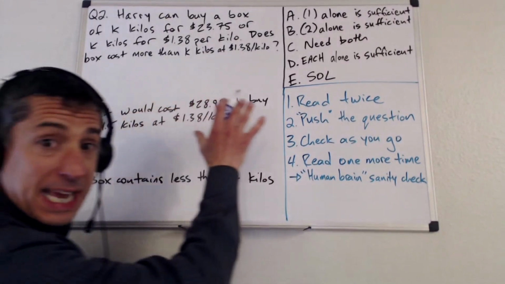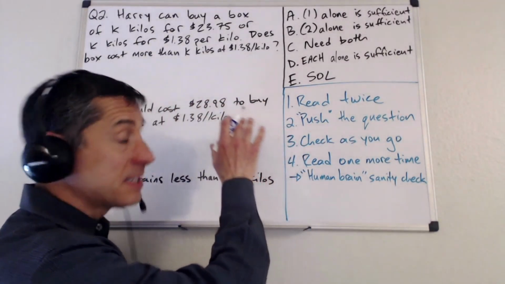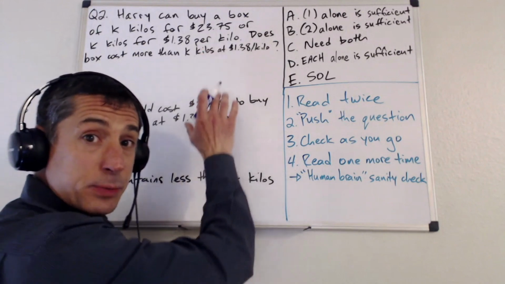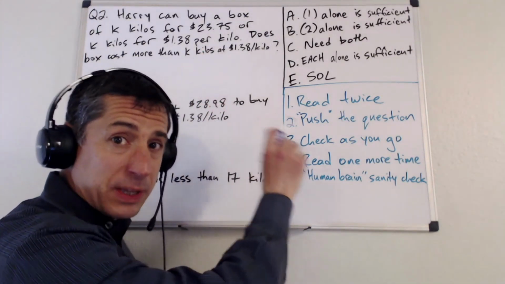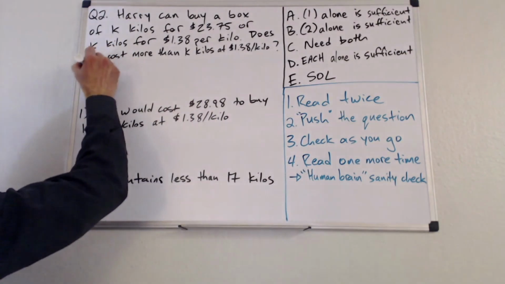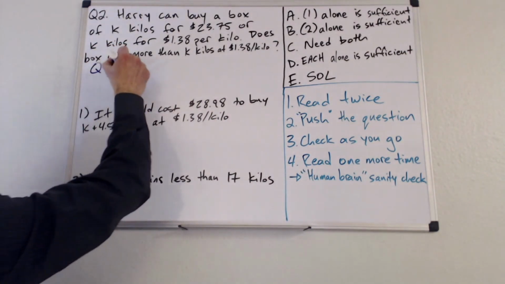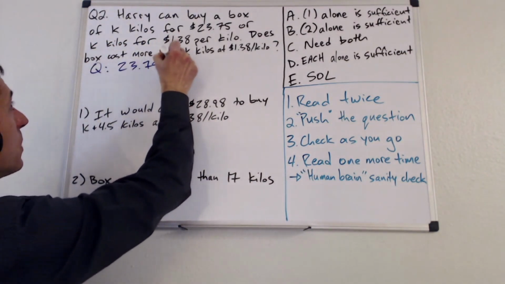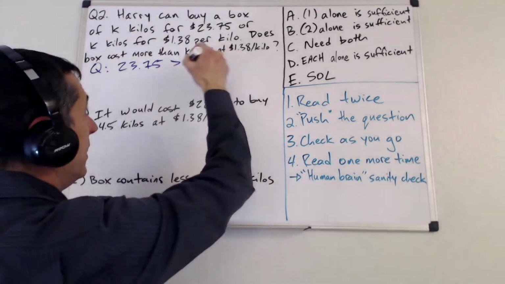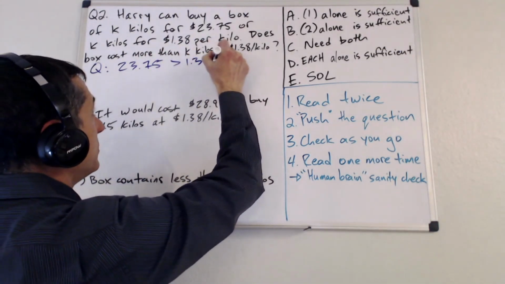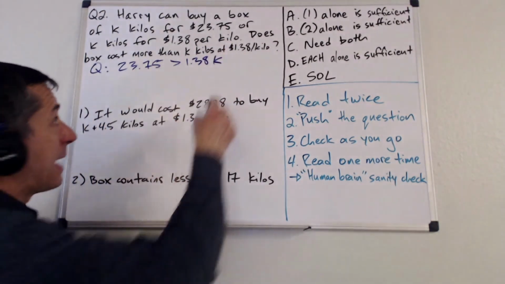All right, as always, take a breath. We want to avoid those careless errors. Take your time, read the question twice, process it, do anything you can to translate it really cleanly. So pretty easy translation here. We want to know if the box, which costs $23.75, costs more than $1.38 times the K kilos that are in that box.